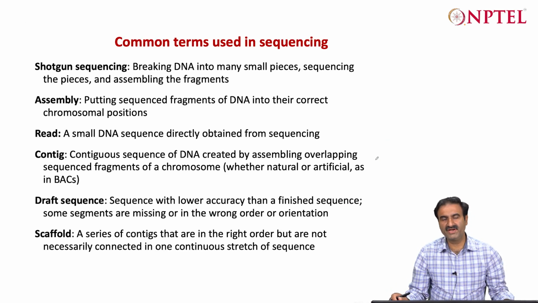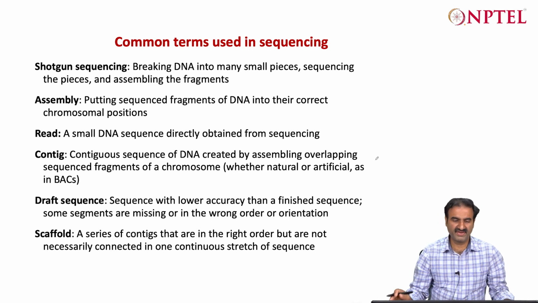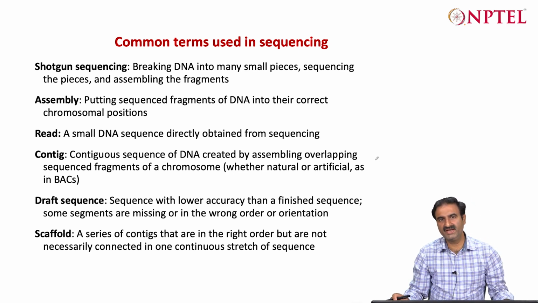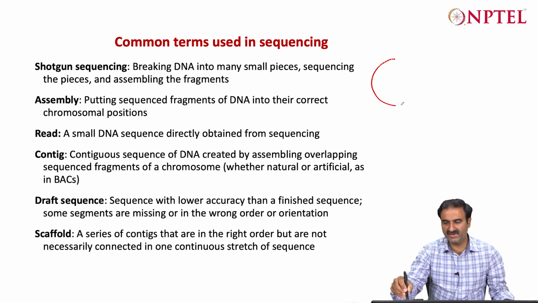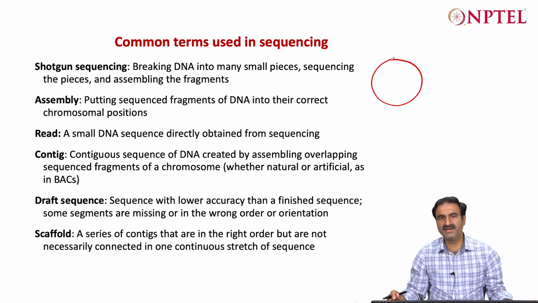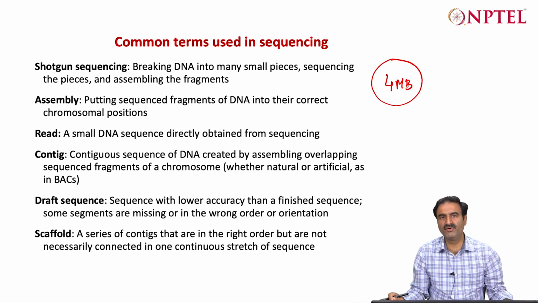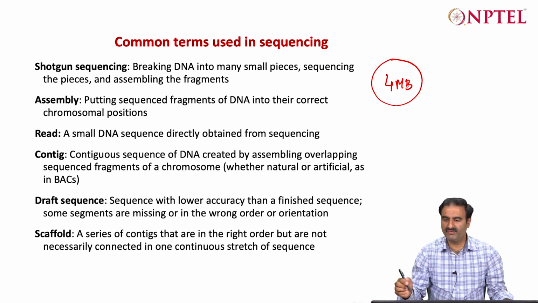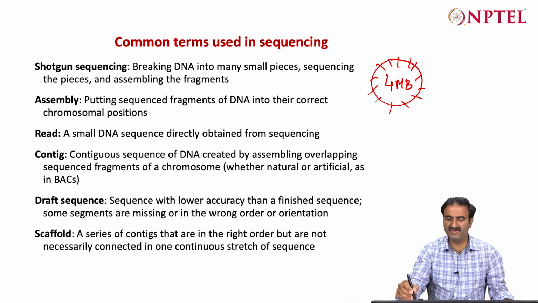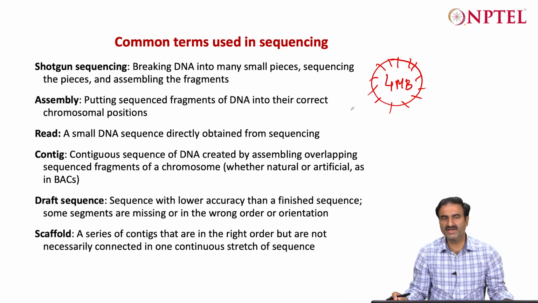And the common term that we see in sequencing is shotgun sequencing. Basically, the DNA is very long. For example, this is a bacterial circular chromosome, which is, say, 4 million base pairs. We cannot sequence 4 million at one go, so we have to break this into smaller pieces, and those pieces go into the sequencer. So that is called shotgun.